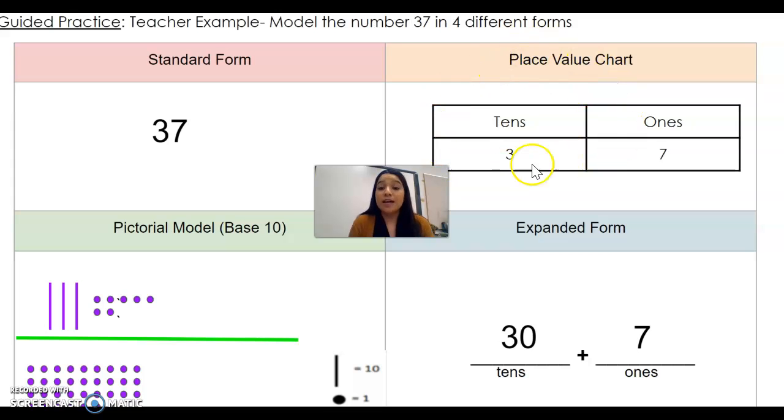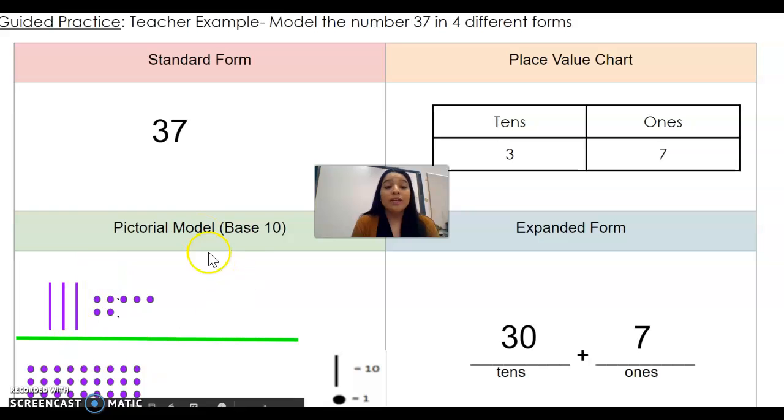Our place value chart. Remember, with our place value chart, we are separating our tens and our ones. So right here, the number 37 has how many tens? Awesome. 3. It has 3 tens. And how many ones? 7. And it has 7 ones. And we can just look at the number 37. Our first digit is our tens, and our second or last digit is our ones.